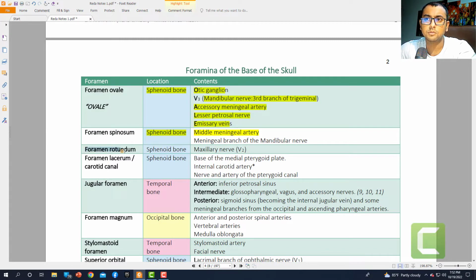So what about the foramen rotundum and the lacerum? You must know these important foramina: foramen ovale, rotundum, lacerum, and the jugular foramen. These four foramina are very important for the MRCS Part A exam. The foramen ovale carries the mandibular nerve, the third branch; the rotundum carries the maxillary division of the trigeminal nerve; and the lacerum carries the internal carotid artery. Just remember that very clearly.